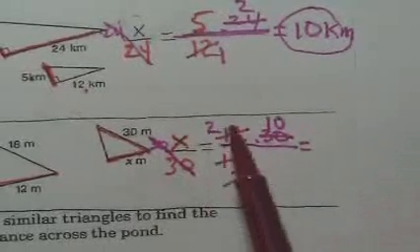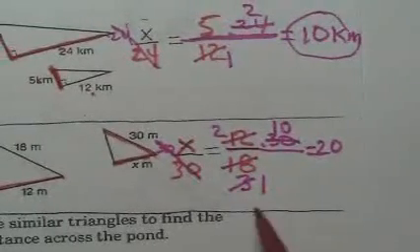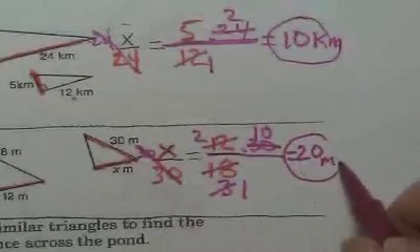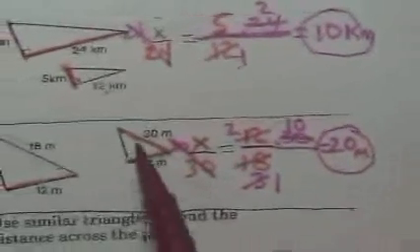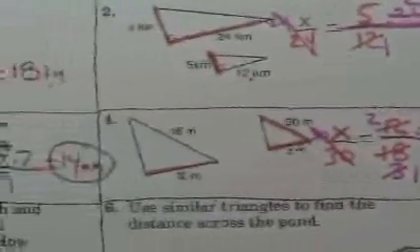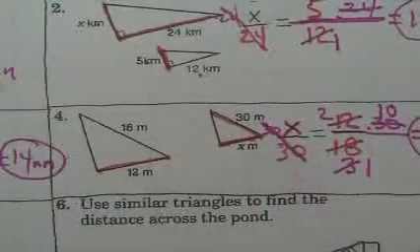So our answer is 2 times 10. That's 20. 20, the units are meters. So the length of this side is 20 meters. So again, notice how we're matching up the corresponding sides.